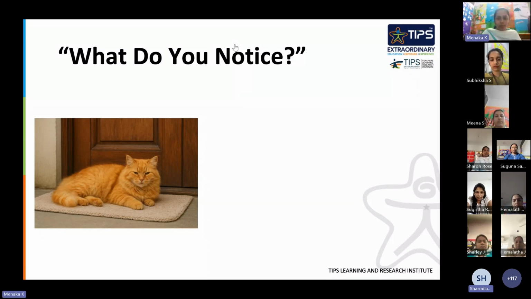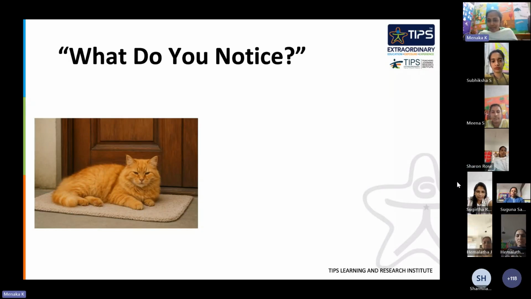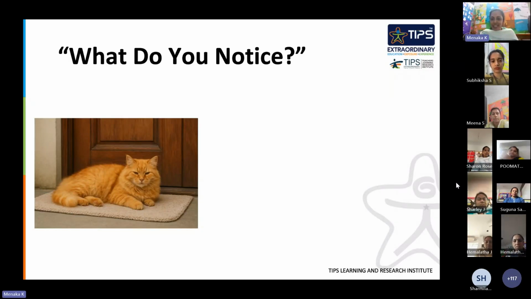Participants, please be unmute. Cat is waiting for someone at the doorstep. Okay. I notice a calm orange cat resting on a mat near a wooden floor. Wow. Well done.